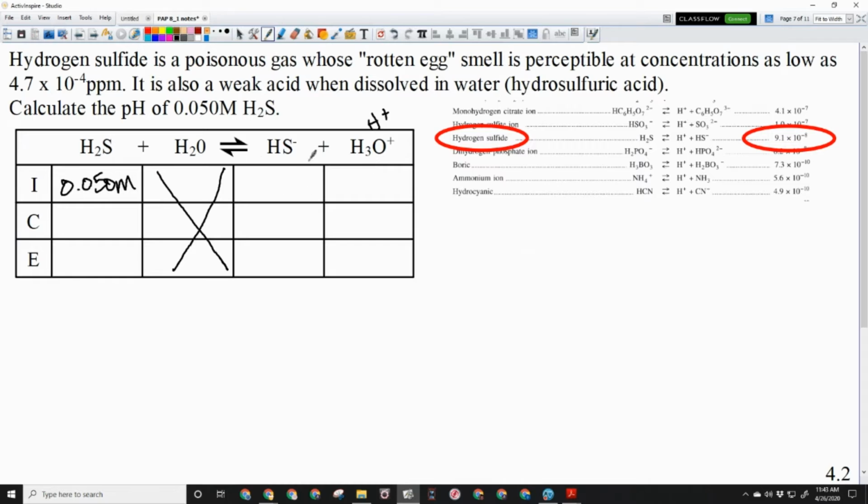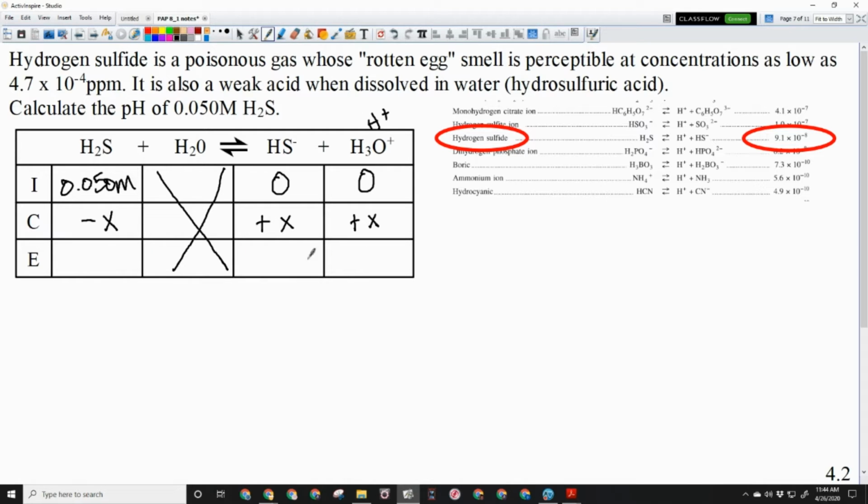At the beginning, we're going to have 0 of this and 0 of this. This is going to change by some value, and we're going to call that X. It's going to go down by X because as it reacts, the change is going to go down by some value of X. Since this is 1 to 1 to 1 in our balanced equation, this goes down by X and this is going to go up by X. When we talk about X, we're talking about molarity. This is also going to go up by X because it's 1 to 1.